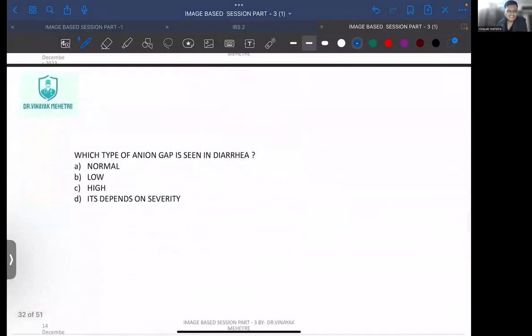Let us move ahead. Important topic. In diarrhea, which anion gap is found? Anyone? It is normal anion gap. What is the value of a normal anion gap? It will be 8 to 14. If it is in this range, it is called normal anion gap.